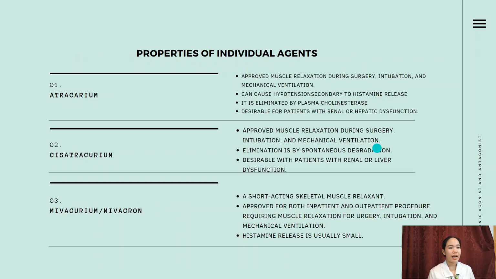First, we have the atracurium. It is approved for muscle relaxation during surgery, intubation, and mechanical ventilation. Next, it can cause hypotension secondary to histamine release. Third, it is eliminated by plasma cholinesterase. Fourth, it is desirable for patients with renal or hepatic dysfunction.